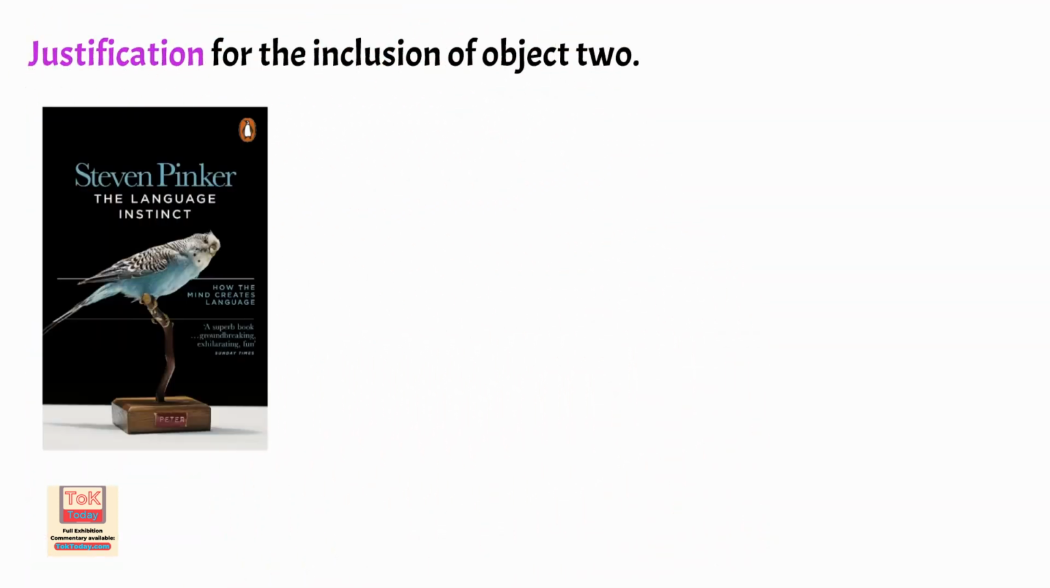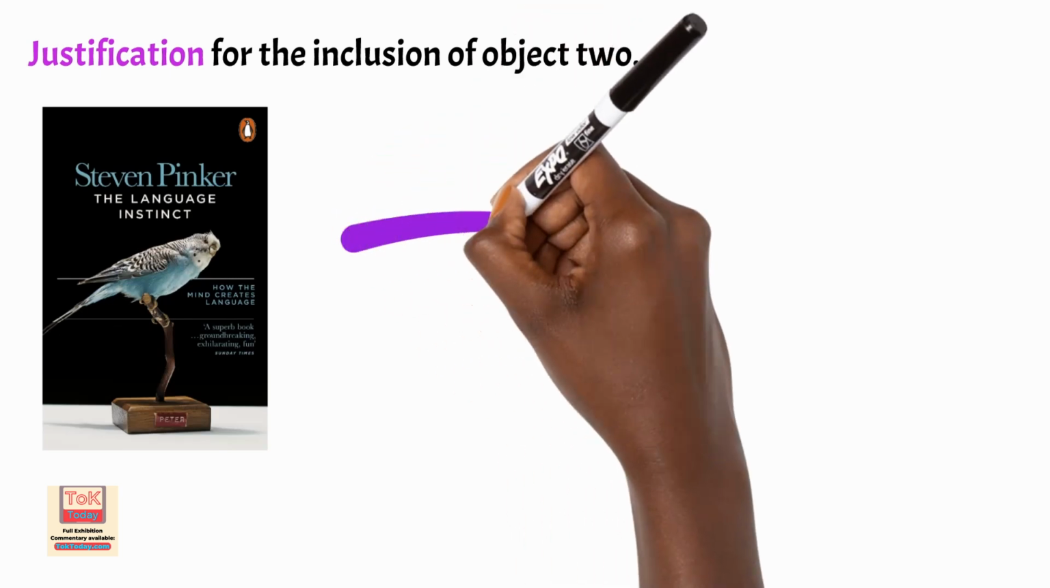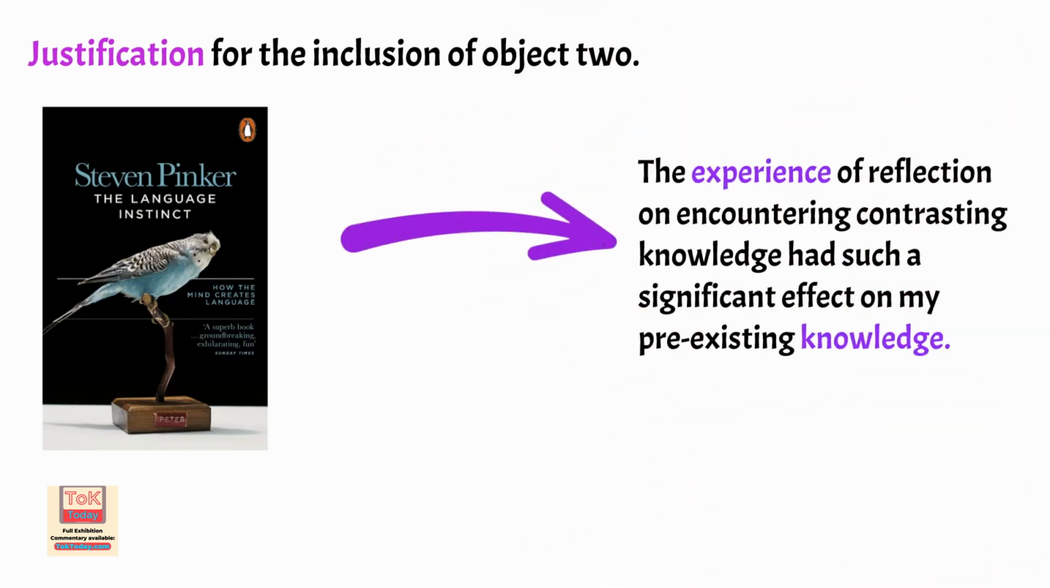Now we have to justify the inclusion of Object 2, and I'm going to talk about the experience of reflecting on the encounter of contrasting or challenging knowledge and what effect that has on my pre-existing knowledge.